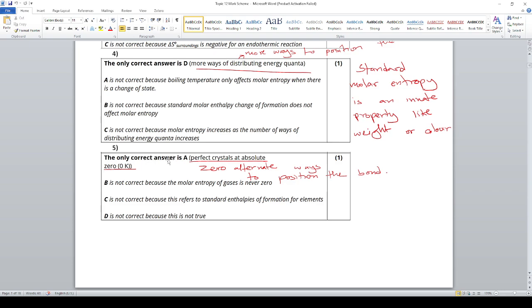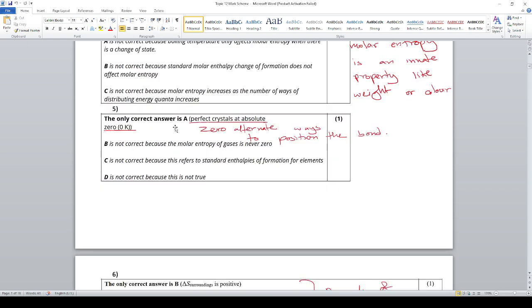Only correct answer is A for number 5. This is about what substances can have 0 as their standard molar entropy. So 0 means that there are no alternative ways to arrange those particles at all. So in a perfect crystal, every single compound or ion in that crystal is locked in place.